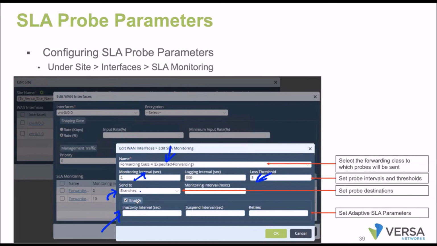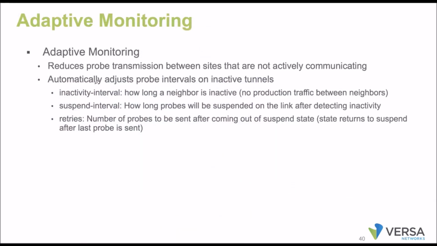Then if you wanted to enable adaptive shaping, you can click on adaptive shaping. You have 3 different configurable options: inactivity interval, retries, and suspend interval. This is for adaptive SLA probings. For the branches and for the controllers, if you want, you can go ahead and enable those options. By default, what is going to happen?